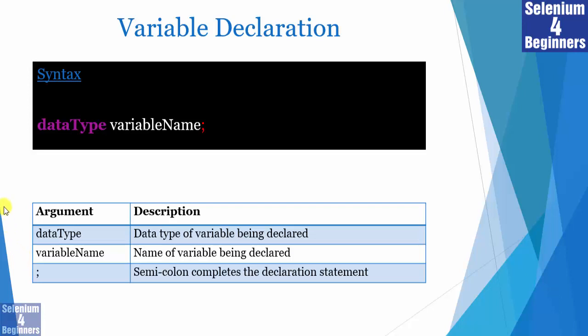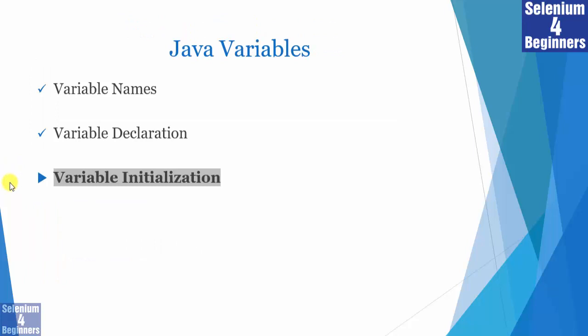Let me back up and explain syntax. Syntax is a set of rules that specify a combination of words and symbols. The words in this syntax are data type and variable name, while the symbol is a semicolon. Semicolons are written at the end of many statements to complete the statement. It's similar to a period at the end of a sentence. The last phase for variables is variable initialization.